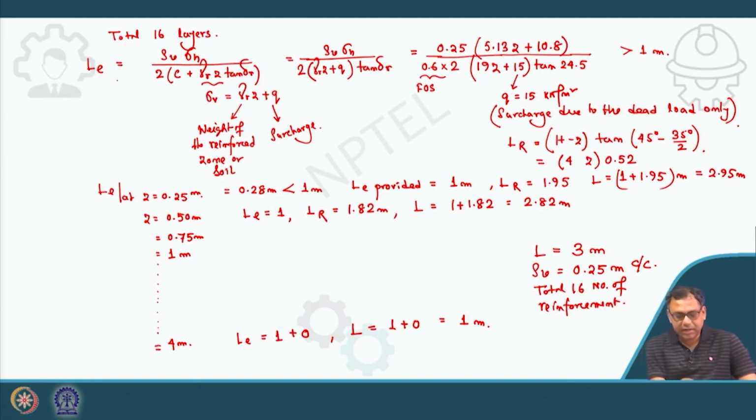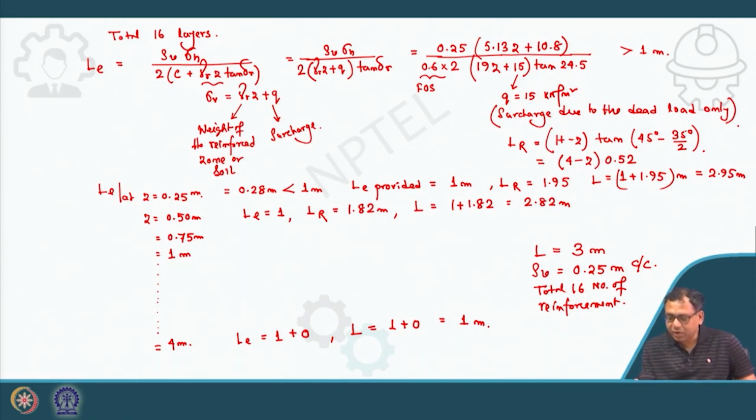That is 2.95 meter, because here LE is coming out to be 0.28 meter, which is less than 1 meter, but I have to provide a minimum of 1 meter, so I am taking LE as 1 meter. LR is coming to 1.95 meter, so total L will be 1 plus 1.95, that is 2.95 meter. But at the 4 meter depth the required L is 1 meter, and I am providing 3 meter throughout the depth.